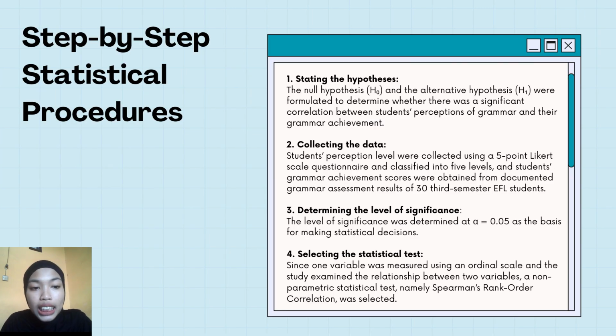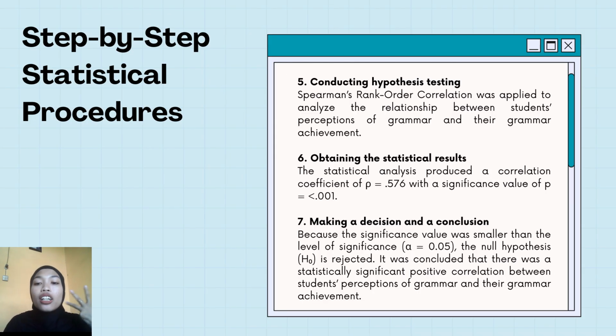The step-by-step statistical procedure is: first, setting the hypothesis, and then collecting the data, and then determining the level of significance, selecting the statistical test, and then conducting hypothesis testing, obtaining the statistical results, and then the last is making a decision and a conclusion.